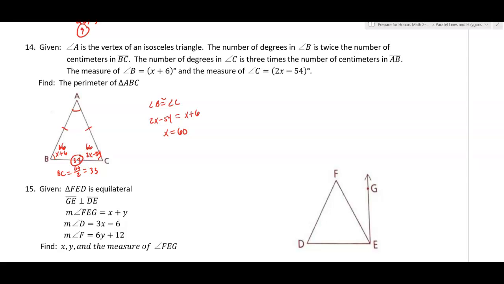Angle C is 3 times the number of centimeters of AB. So if I take 66 divided by 3, that would give me 22, right? And if that side's 22, this side's 22, so the perimeter would be 22 plus 22 is 44, and 44 plus 33 will be 77. And that would be your perimeter.